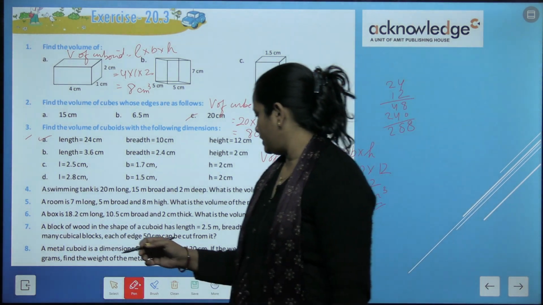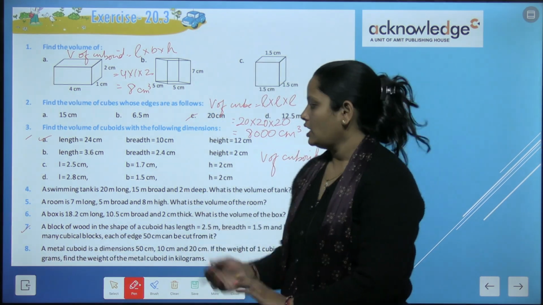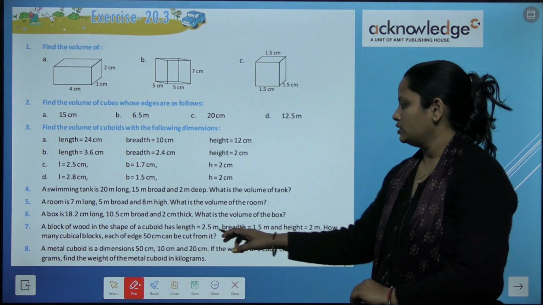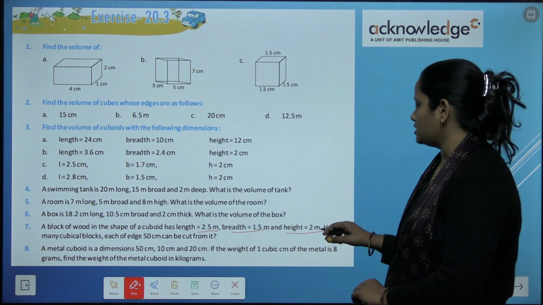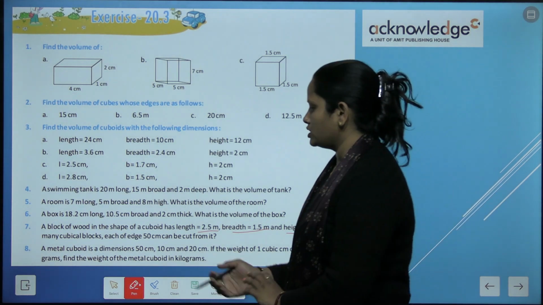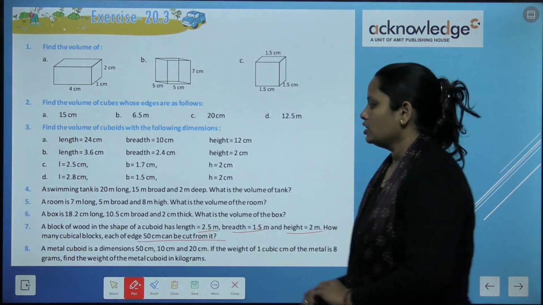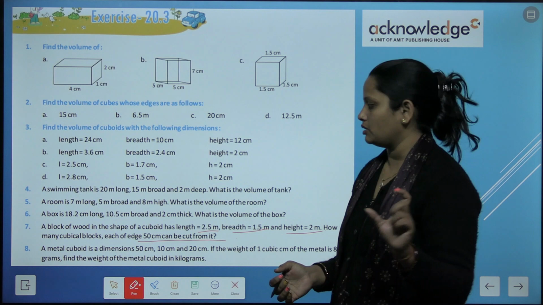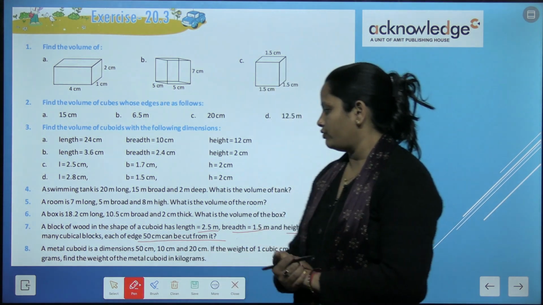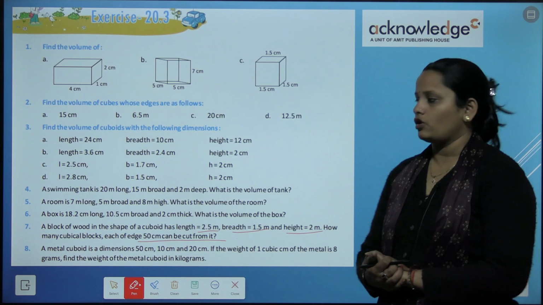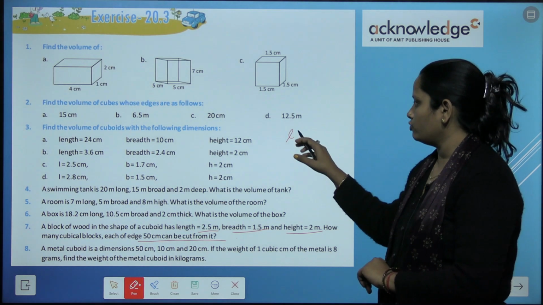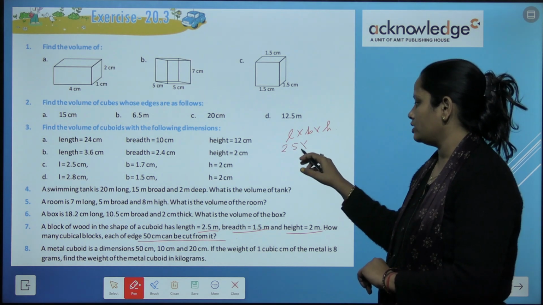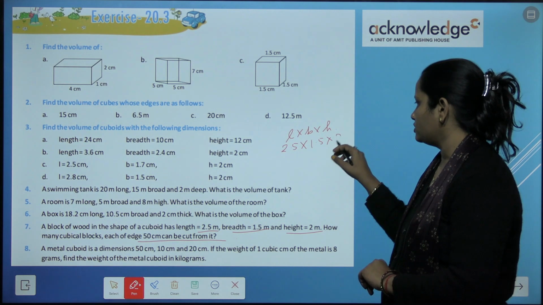So children, now let's do this question number 7. A block of wood in the shape of a cuboid has length this much, breadth this much and height is this much. How many cubical blocks each of 50 centimeter can be cut from? तो एक वुडन ब्लॉक है जिसकी लेंथ ब्रेथ और हाइट दी गई. हमें क्या करना है, इसमें से कुछ क्यूबिकल ब्लॉक्स बनाने हैं जो 50 सेंटीमीटर के होने चाहिए. तो पहले हम इसका वॉल्यूम चेक करते हैं. सो द वॉल्यूम विल बी लेंथ मल्टीप्लाई ब्रेथ मल्टीप्लाई हाइट. सो लेंथ इज 2.5 मल्टीप्लाई 1.5 मल्टीप्लाई 2.